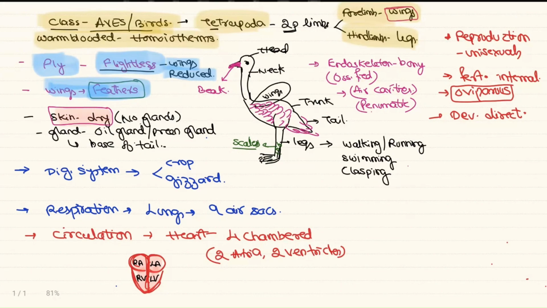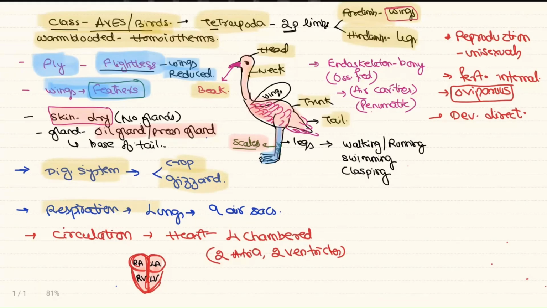The whole body is covered by the feathers, including the wings. In the case of the birds, the skin is dry. There are no glands in the skin except for one gland at the base of the tail, called the preen gland or the oil gland. Besides this, even the legs are covered by the scales. The body shows basically four regions: the head, the neck, the trunk, and the tail. A beak is present in the case of the birds. Whole body is covered by feathers, whereas the legs are covered by the scales.